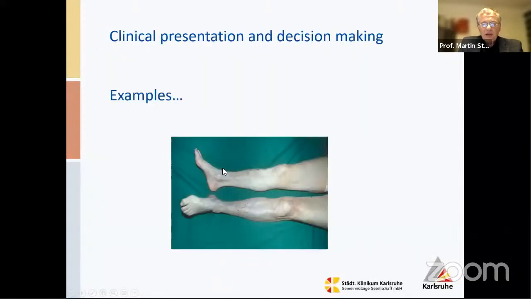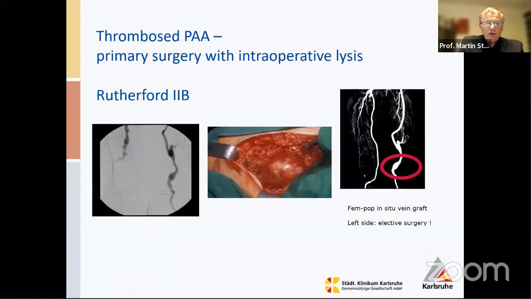But you've seen something like this before in Dr. Mahmoud's presentation. This is a really pale extremity, and the patient has pain, and so what to do? So the first case I would like to show you, just to make this complete, is the thrombosed popliteal artery aneurysm. You see here a very aneurysmatic, degenerated artery and a completely thrombosed popliteal aneurysm.